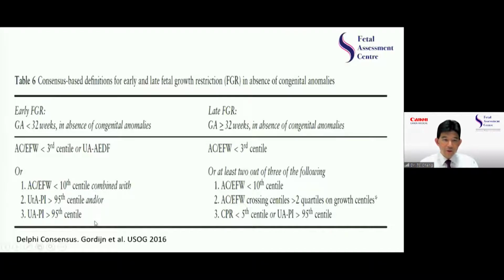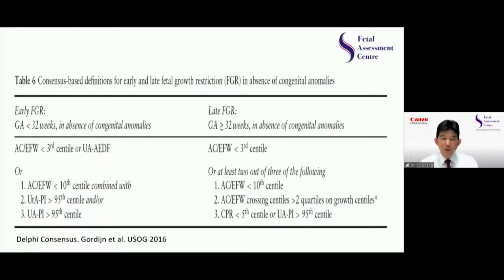The criteria for defining early IUGR, it's got to be one measurement of AC or estimated weight less than 3rd centile, or if you have abnormal umbilical artery Doppler studies, abnormal meaning absent or reverse, that's a definition of fetal growth restriction, or you can have a combination of these 3 different criteria as shown here. For late fetal growth restriction, you can make the diagnosis based on one measurement of estimated fetal weight or AC less than the 3rd centile, or you need at least 2 of the 3 here to make that diagnosis.